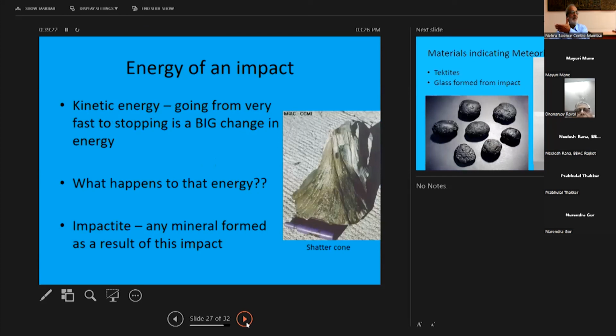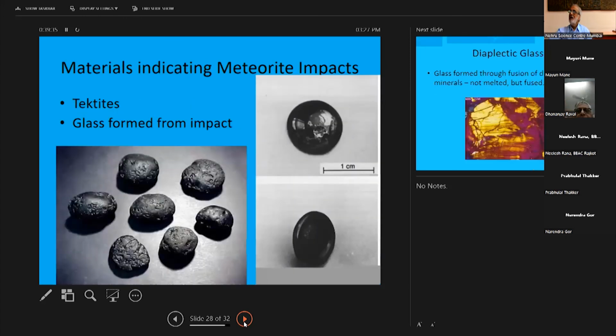Here also you will see that same shatter cone. And this one is from India only. This shatter cone is, I think, from India. And these are tektites. He was referring to glass-like features. You can see it here, and that's mainly because of silicon and the temperature. So even silicon melts.